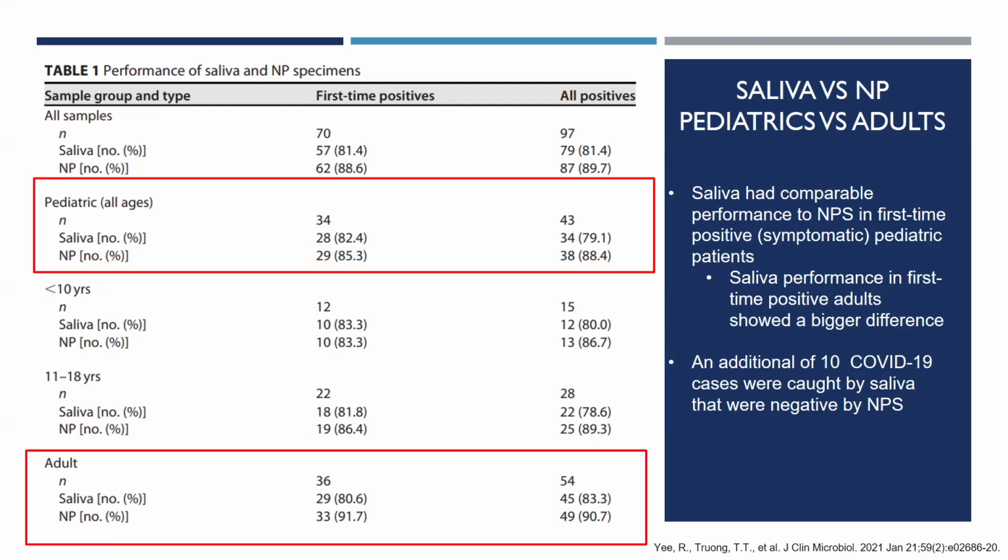Something else to note was in our study, we actually saw that there were additional 10 cases for COVID-19 that were caught by saliva that were negative by NP swabs. So this justifies that one, saliva can be an acceptable specimen type, and two, many of us always say NP swabs is the gold standard, but this kind of challenges the idea that maybe NP swabs are not as perfect as we thought they were.